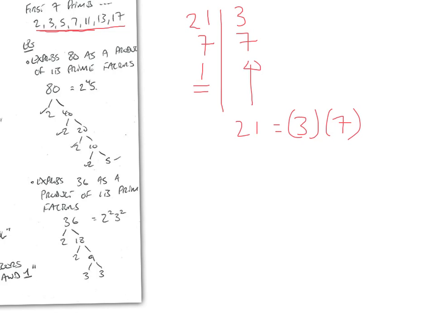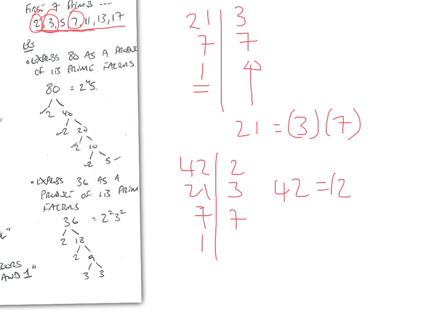Let's express 42 as a product of its primes. Well, we'll look at our list again, and we can see that 2 will go into 42 21 times. From here we can see 3 will go into 21 7 times, and we can see that 7 will go into 7 once. So 42 expressed as a product of its primes is equal to 2 by 3 by 7. Those are all the prime factors, and multiplied together, they give us 42.